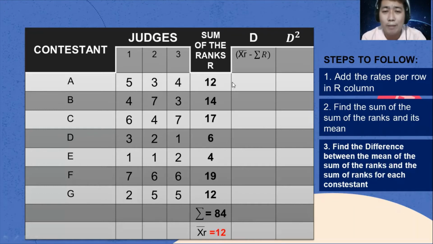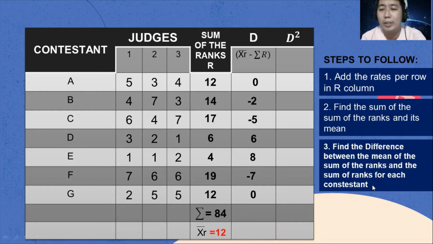12 minus 12, that is 0. 12 minus 14, that is negative 2. 12 minus 17, that is negative 5. 12 minus 6, that is 6. 12 minus 4, that is 8. 12 minus 19, that is negative 7. 12 minus 12, that is 0.